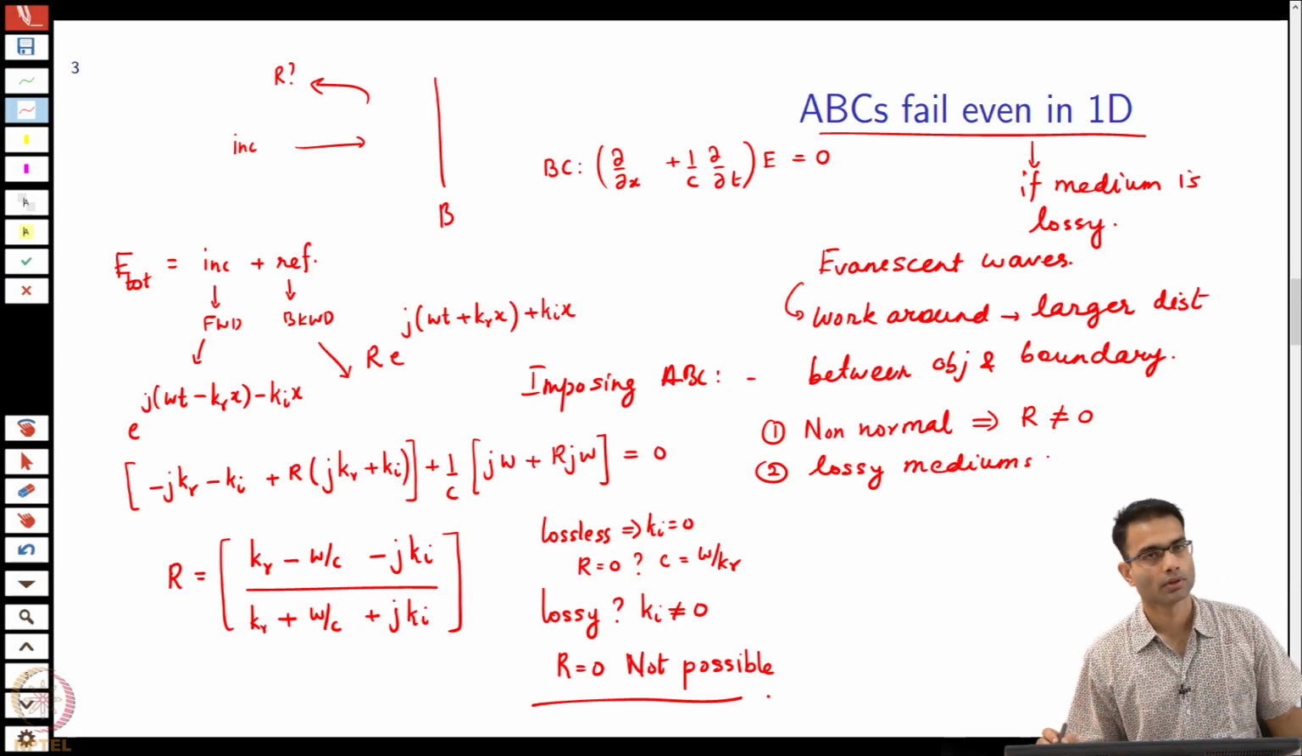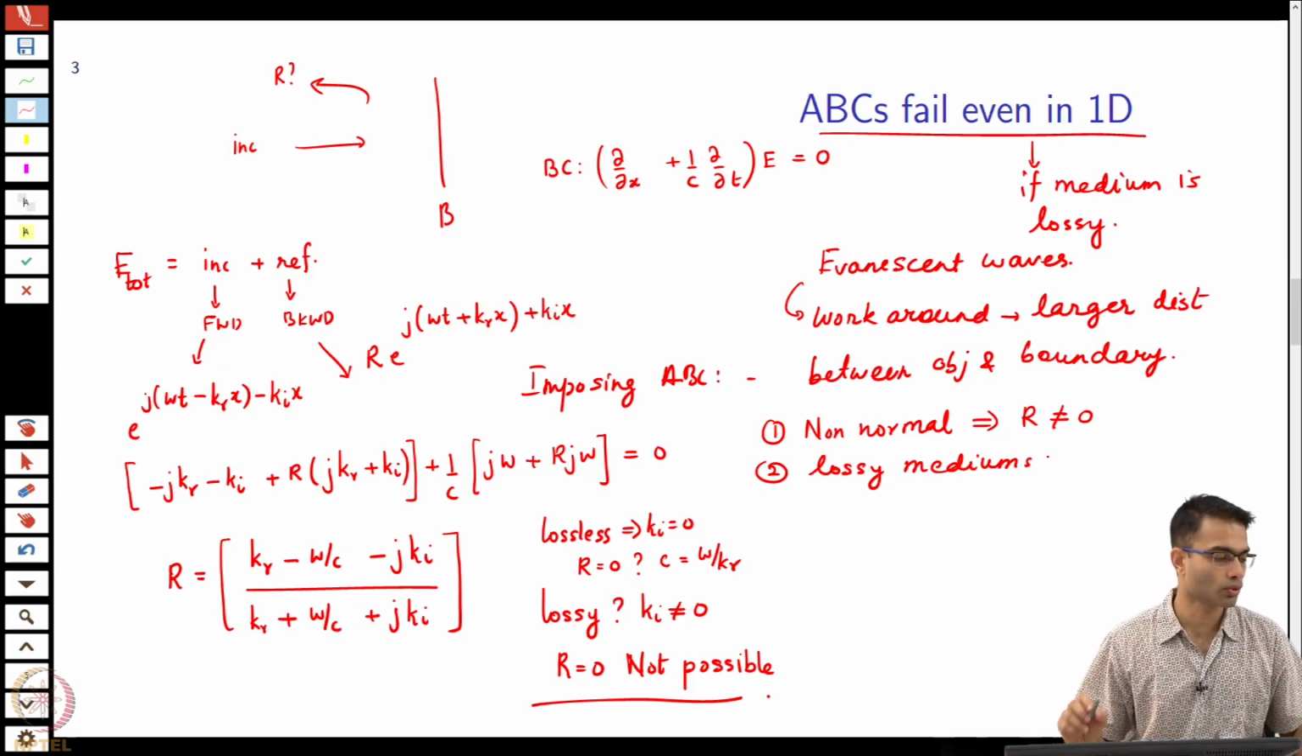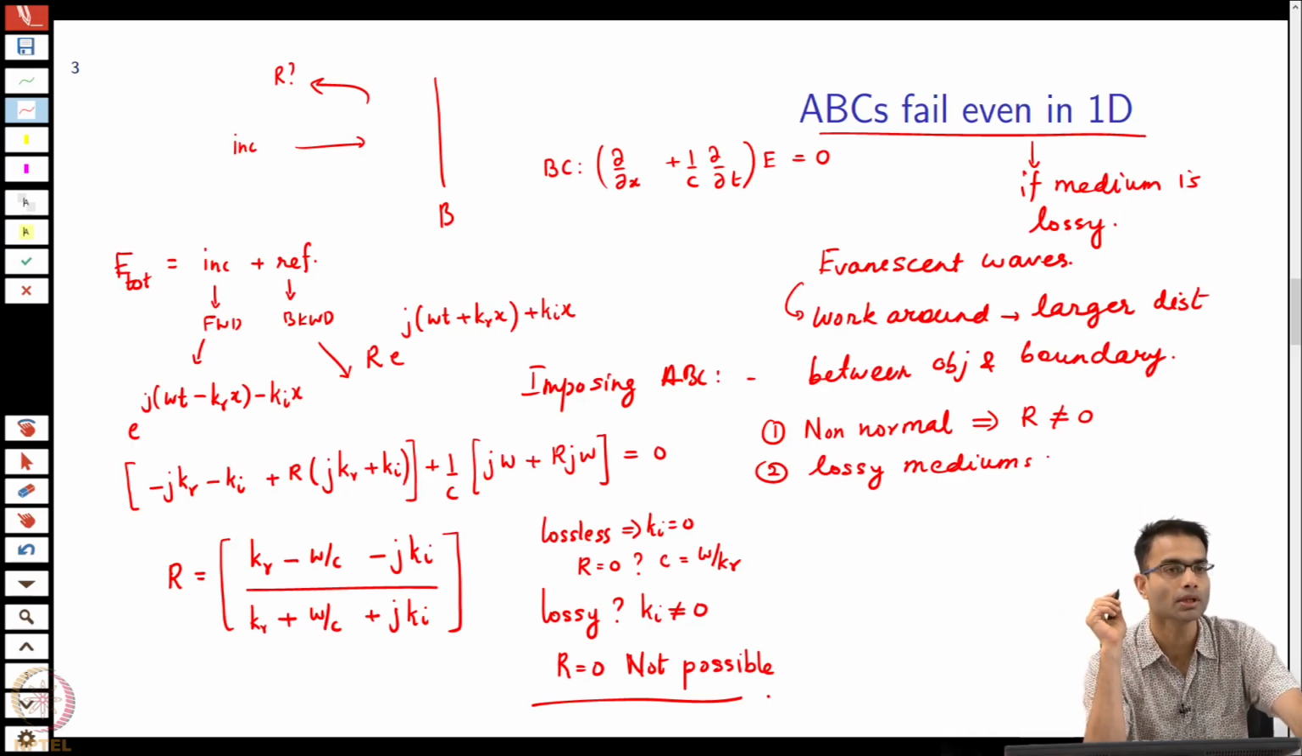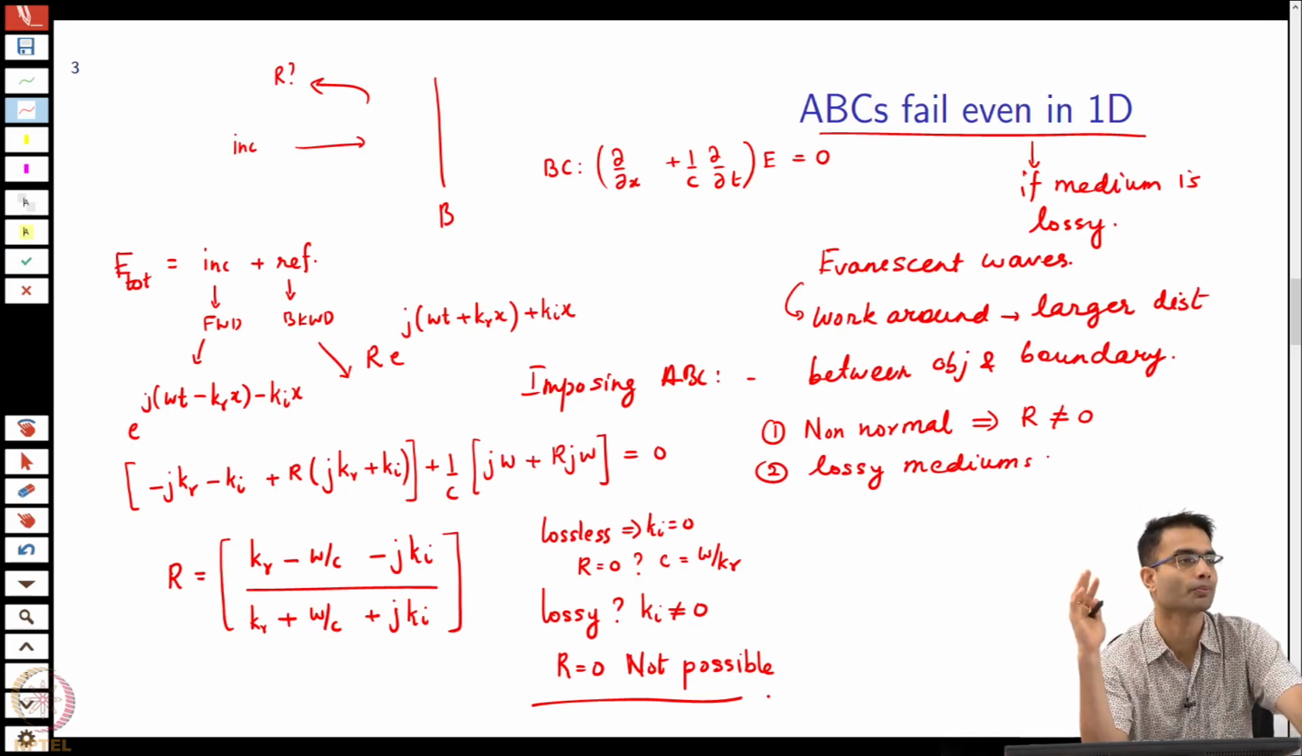Okay. So, this motivates us to go for something else. We want to see if there is another solution that does not increase the size of my computational domain a lot and gives me a good accuracy. Okay. So, this part is clear.